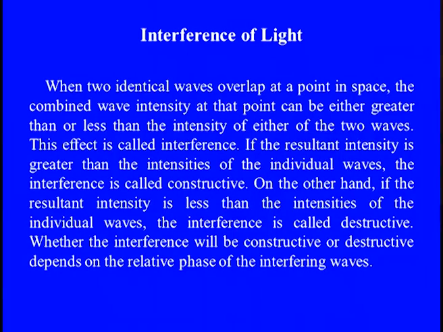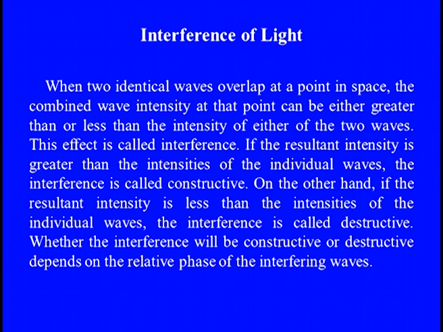First, I will discuss what is interference. So, when two identical waves overlap at a point in space, the combined wave intensity at that point can be either greater than or less than the intensity of either of the two waves. This effect is called interference.